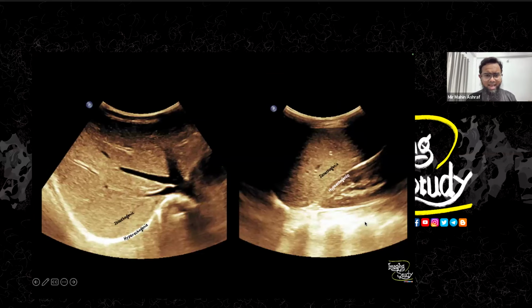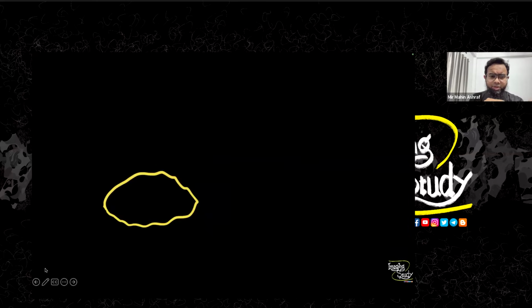They look quite black. So this is the isoechoic, and you can see this one is the hyperechoic bright area. And comparing with the hepatic parenchyma, the renal parenchyma has a low echogenicity, so we'll call it hypoechoic. Now come to the anechoic.